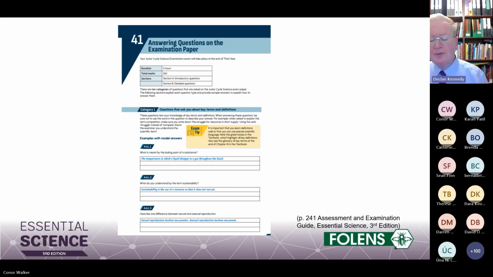Next slide, please. Now, in this new publication, Chapter 41 is devoted exclusively to bringing students through some key points about the examination paper. It points out the various categories of questions and gives students lots of exam tips along the way. So, for example, on this page, we highlight the fact that students need to know the language of science in terms of scientifically correct language, i.e., they need to know their definitions.